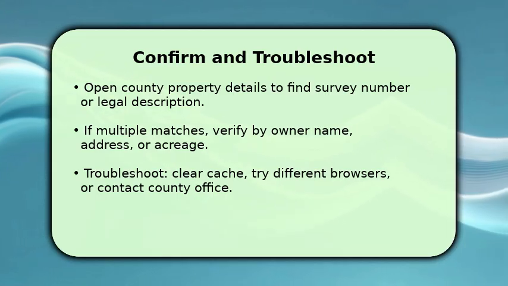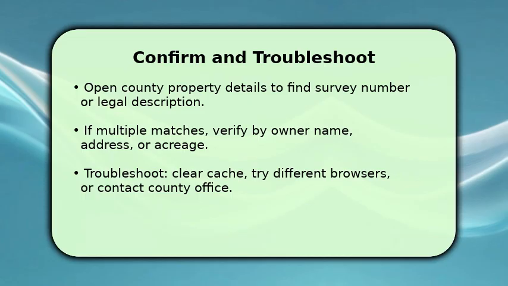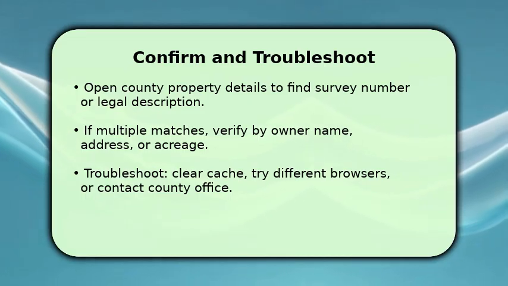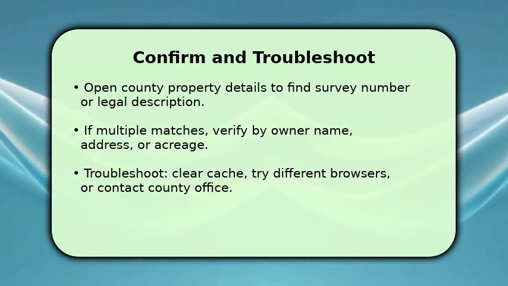If you don't find the survey number, make sure you cleared browser cache and try a different browser or use the county GIS help tools. When all else fails, contact the county assessor or recorder with coordinates. They can point to the exact survey record.